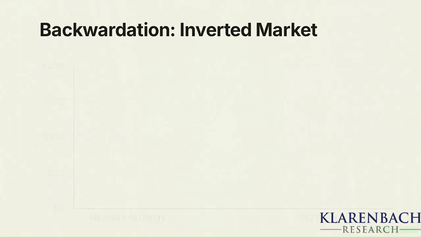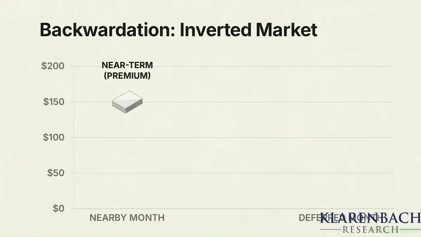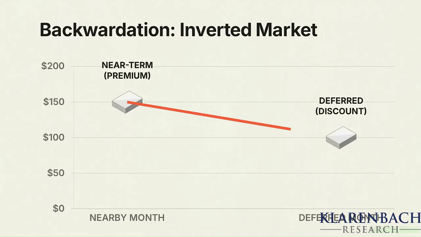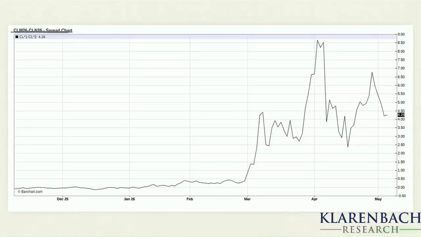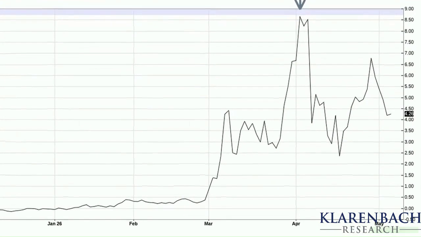The alternative state is backwardation. This is an inverted market where the near-term contract suddenly trades at a premium over the deferred future. This is a spread chart for WTI crude oil futures. Notice the sharp, sudden spike pushing the spread rapidly into positive territory. This inversion into backwardation happened right at the onset of a geopolitical conflict in the Middle East.